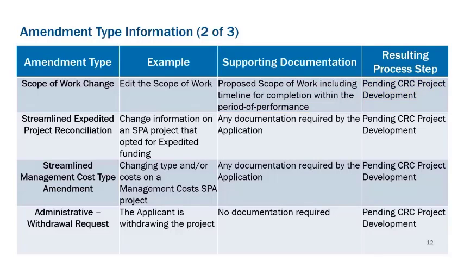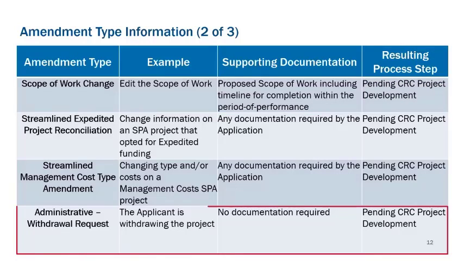If you will look at the last example on this page, the applicant is withdrawing the project. The amendment type you would select is administrative withdrawal request. The supporting documentation, no documentation is required by the system, and the resulting process step, pending CRC project development.